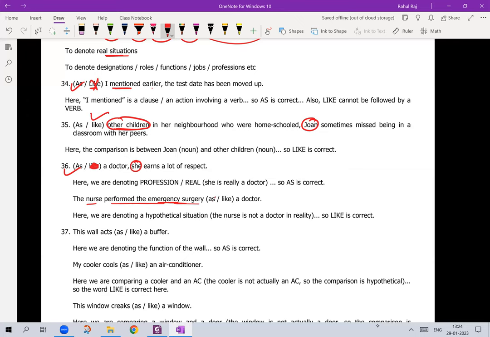Think about it. If you say a nurse performed a surgery as a doctor, it means the nurse is a doctor, which is wrong. Please understand, it would be a 100% stupid meaning. So you have to say like a doctor. And the point is, a nurse is also sort of a doctor only, no? They are with a doctor for 10 years, 15 years. They know exactly how to perform. So technically, they are 100% a doctor without a degree. But I would still insist that you don't go to a hospital where a nurse performs a surgery. It will be a problem. Go where a doctor performs a surgery. It should be like a doctor.